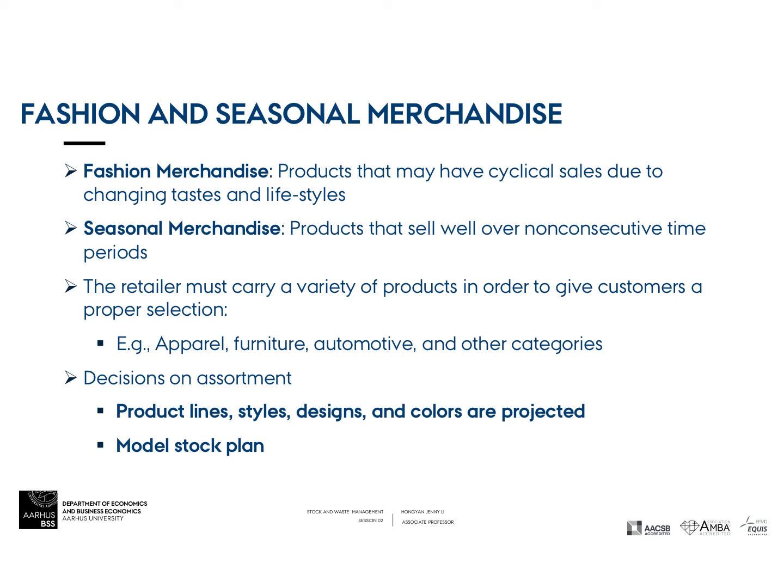The examples include apparel, furniture, automotive, and others. And for decisions on assortment, of course, you need to decide the product lines, styles, designs, and colors. And then at the SKU level, you also need to work on the model stock plan. So here we are talking about the simplest inventory policy called the newsvendor model. So in the next lecture, we will focus on the newsvendor model.